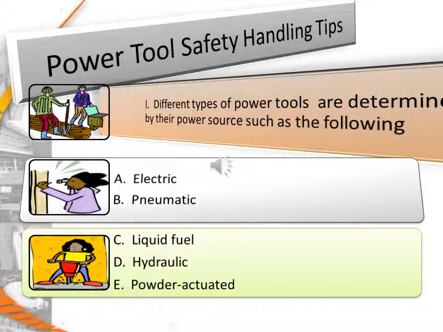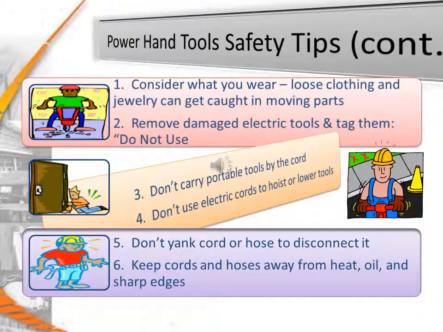Power tool safe handling tips continued. Different types of power tools are determined by their power source, such as the following: electric, pneumatic, liquid fuel, hydraulic, and powder actuated. Consider what you wear. Loose clothing and jewelry can get caught in moving parts.